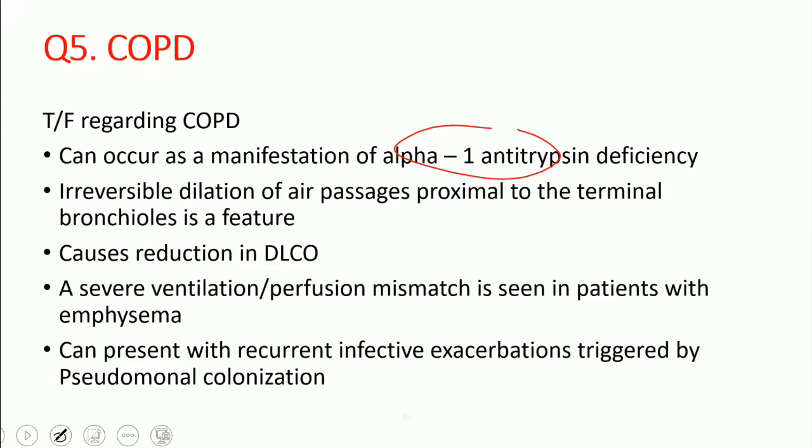Irreversible dilatation of the air passages proximal to the terminal bronchiole: emphysema involves distal destruction and dilatation. So the word proximal here is wrong. It has to be distal disease. Small airways, terminal bronchioles, alveoli, that is where the problem is. So that is what you see.